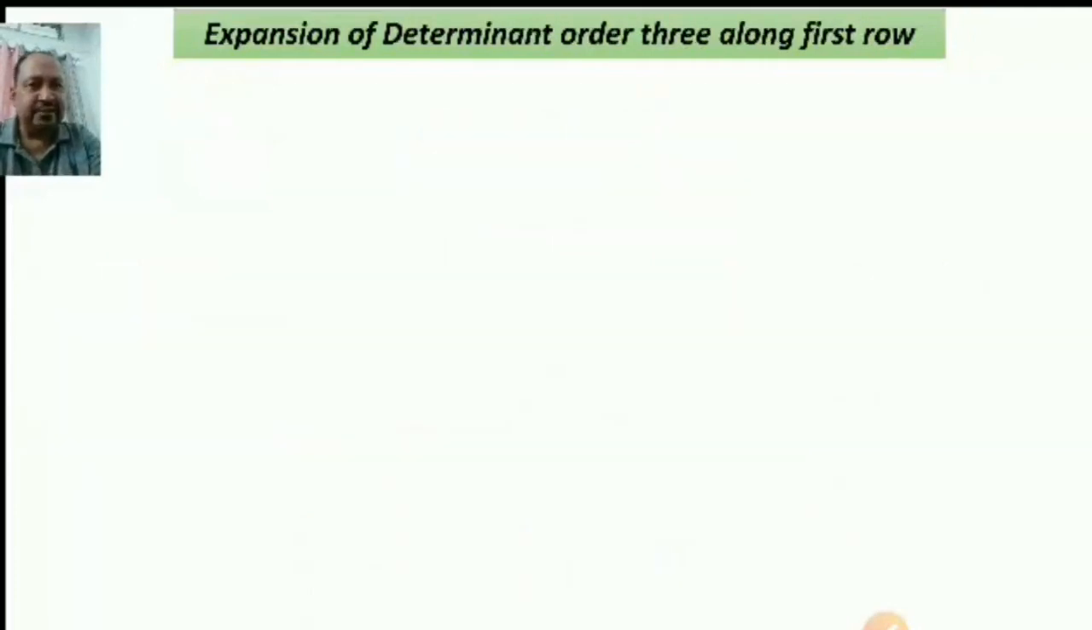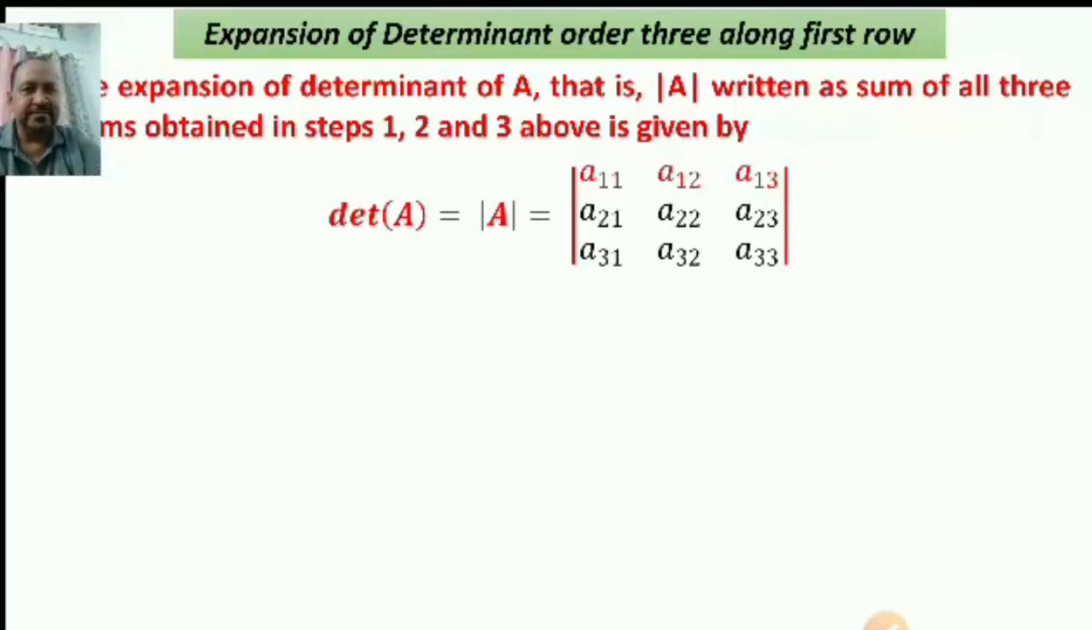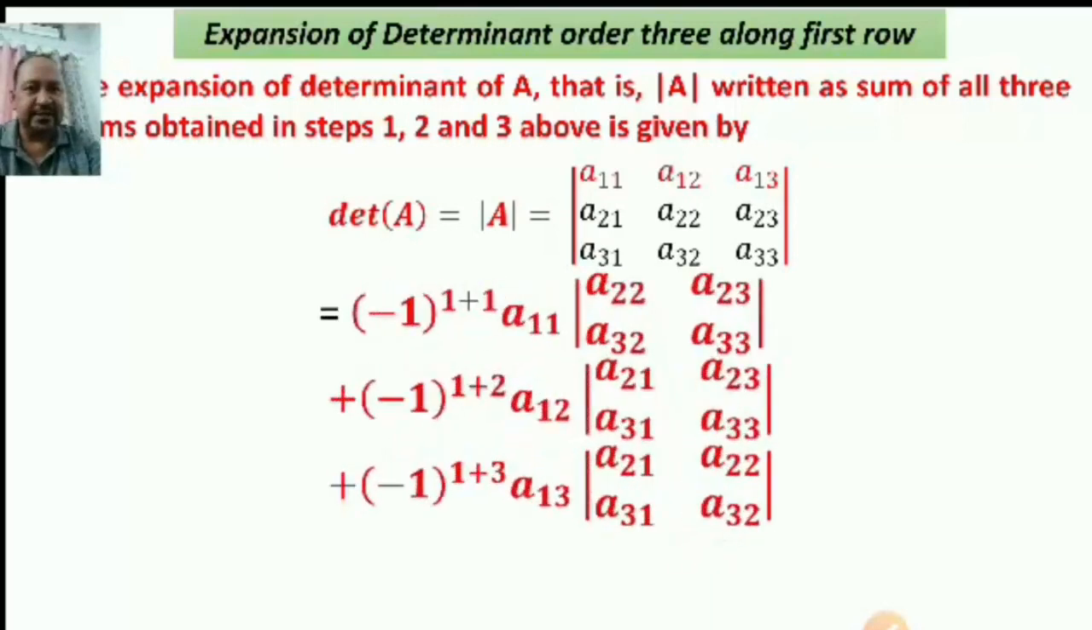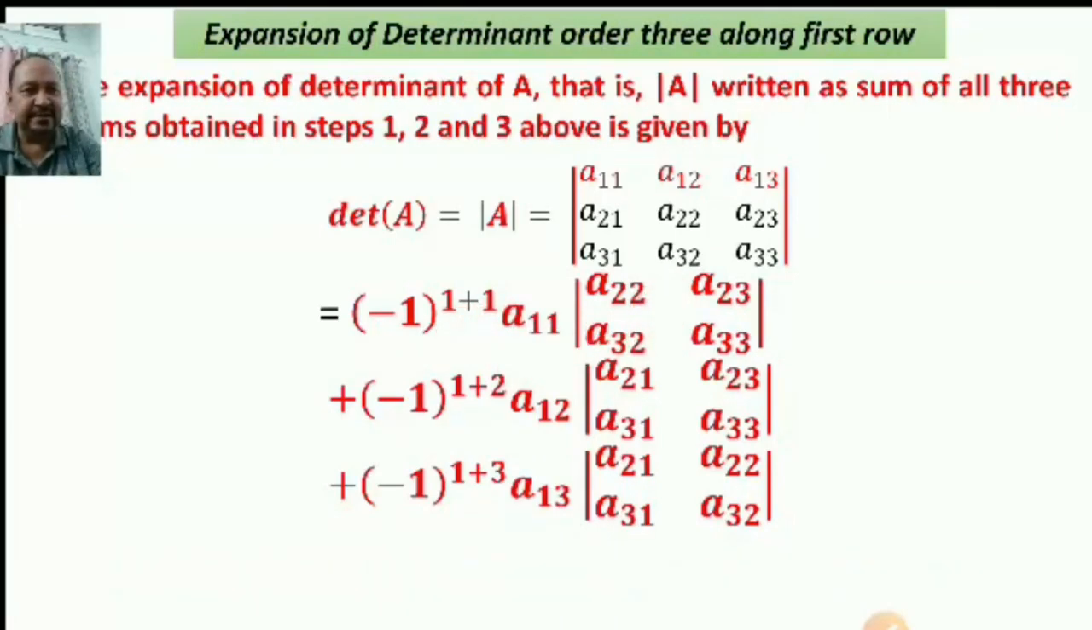Expansion of determinant of order 3 along the first row. The expansion of the determinant A is given as the sum of all the three terms obtained in steps 1, 2 and 3 above, and is given by determinant A like this. All the three terms calculation will be like this: -1 to the power 1 plus 1, A11. So finally you will get the value of the determinant.